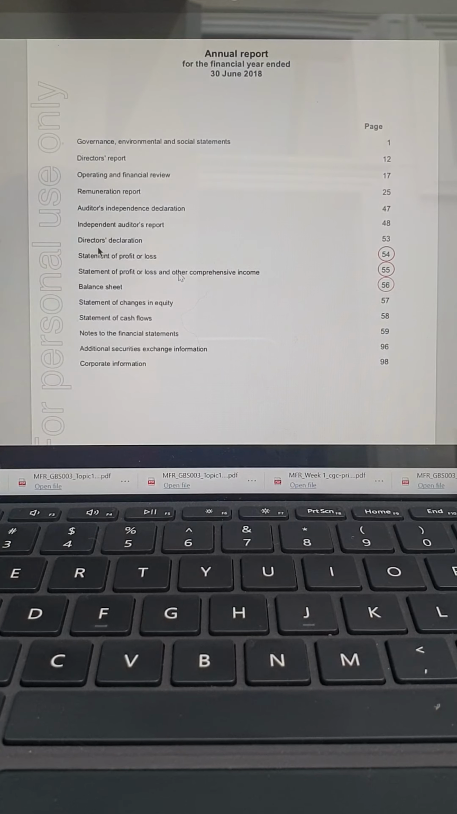The first one is our statement of profit or loss, and that's also called the income statement, so be comfortable with either of the terminologies being used. And then in a subsequent video, we'll have a look at the balance sheet over here on page 56. In later weeks, we cover the cash flows, and then running across all of them are these notes.